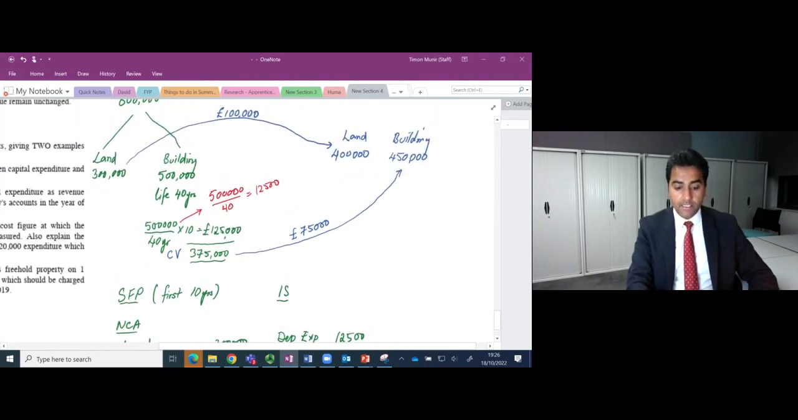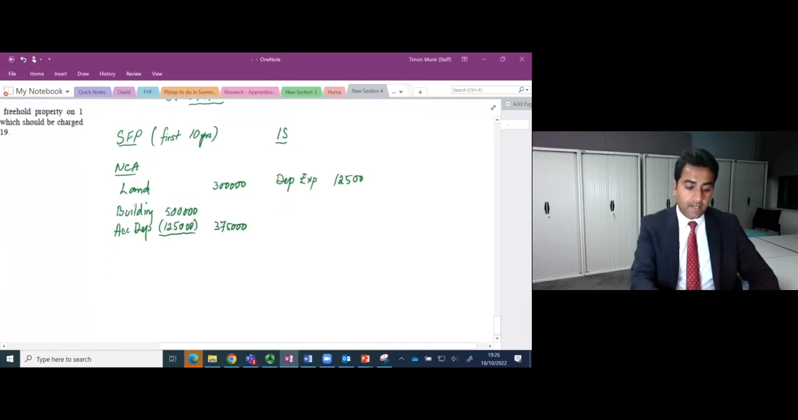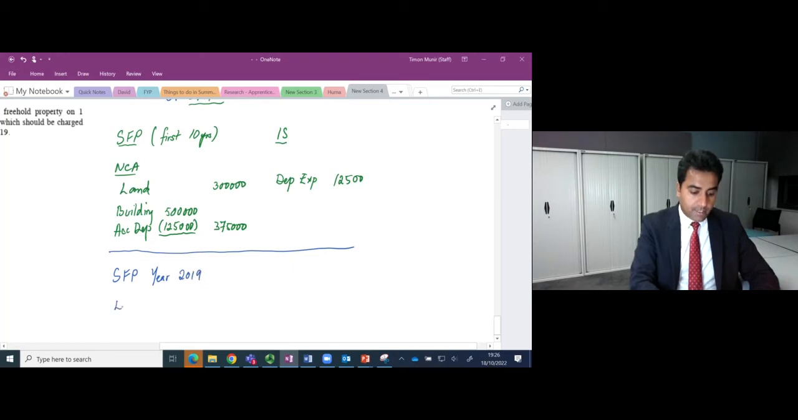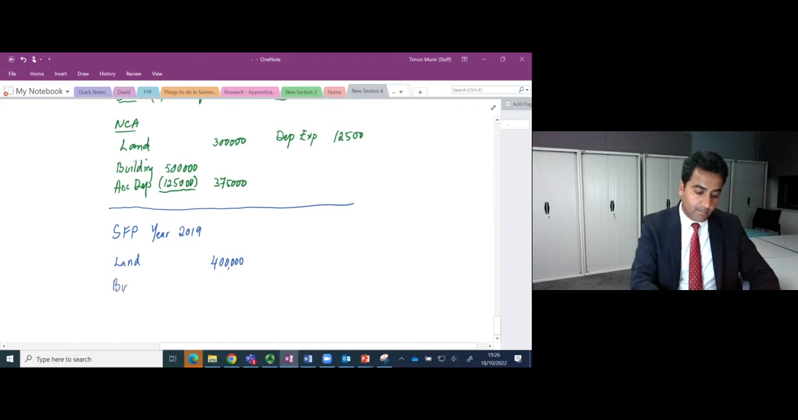So in 2019, which is the new accounting year, the value of my building and land will change. Statement of financial position for year 2019. The value of land will be £400,000. The value of my building will be £450,000.